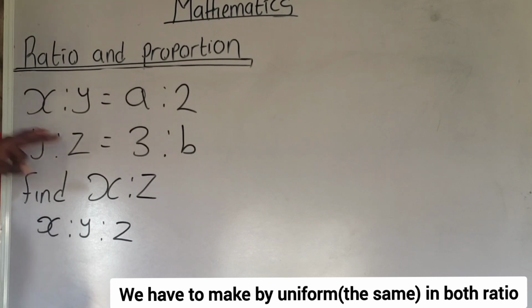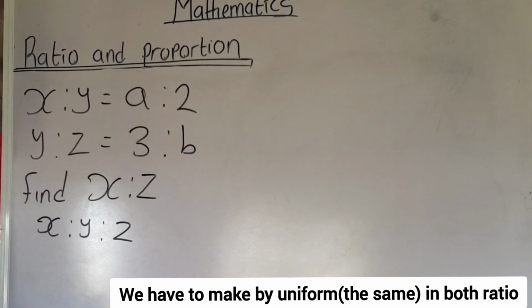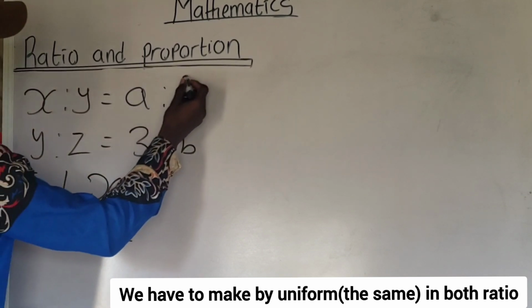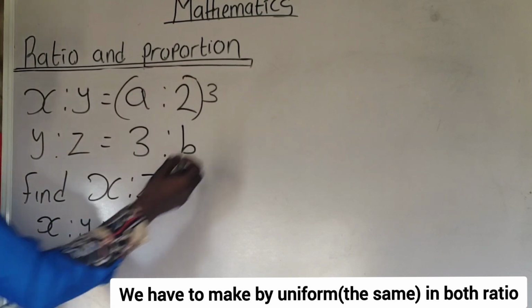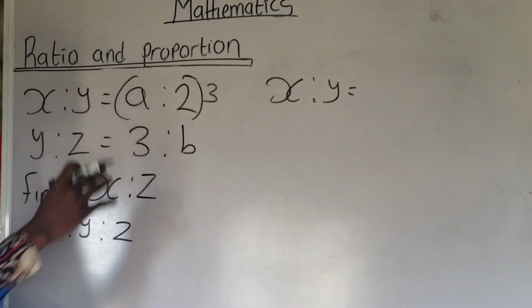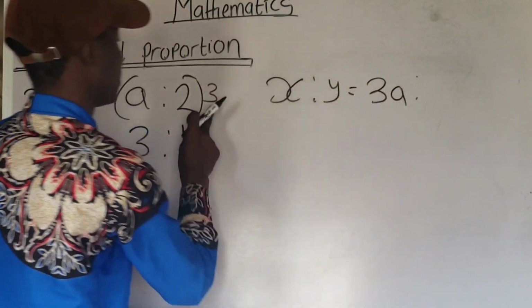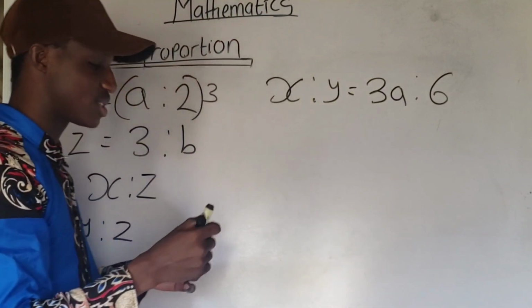So I will multiply the first ratio by the value of y in the second ratio. The value of y in the second ratio is what? 3. So x ratio y now becomes 3 multiplied by a, that is 3a, ratio 3 multiplied by 2, that is 6. So that is 3a ratio 6.